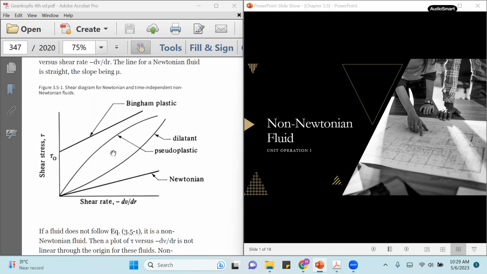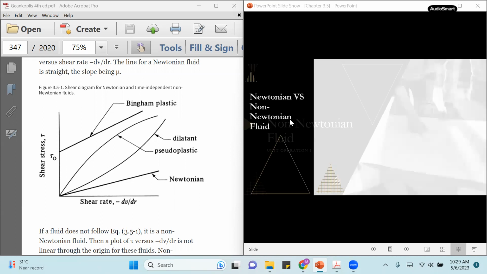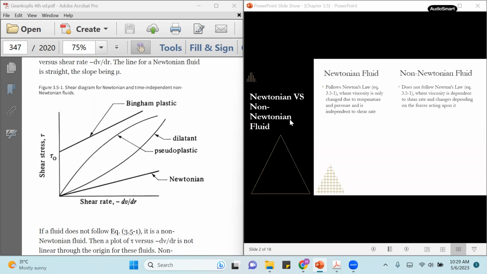Okay, so I'm going to explain to you about the last subchapter in chapter 3. Before we go deeper into non-Newtonian fluid, I will talk about how the Newtonian fluid and non-Newtonian fluid differ. For Newtonian fluid, of course, it will follow Newton's law, where the viscosity is only a function of temperature and pressure and is independent of shear rate.